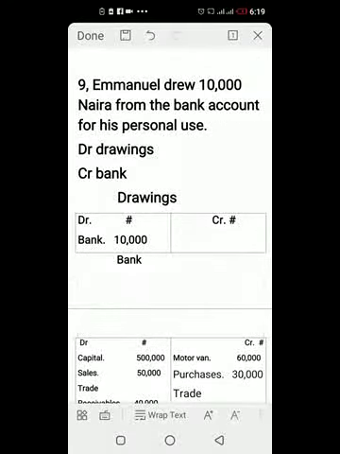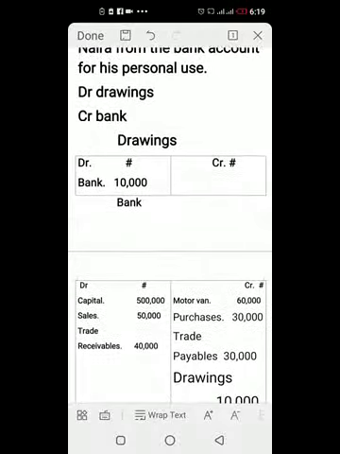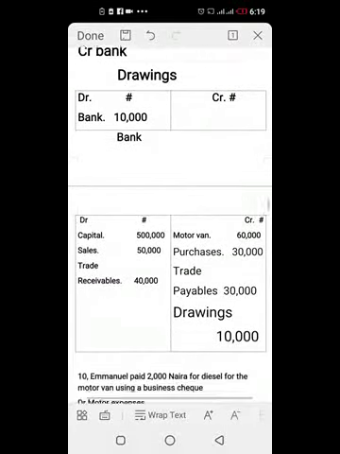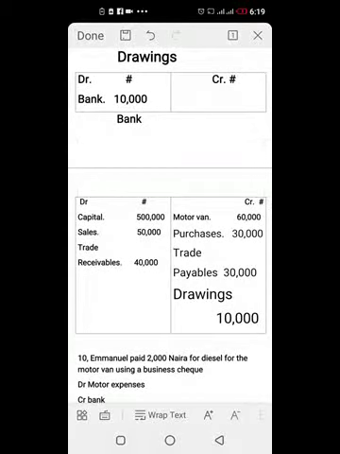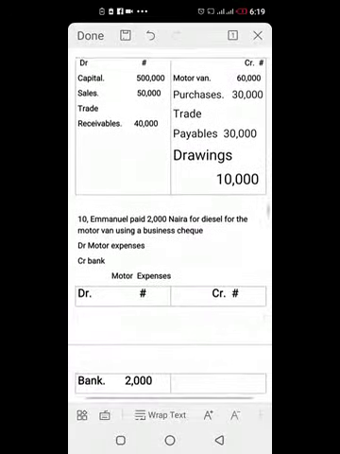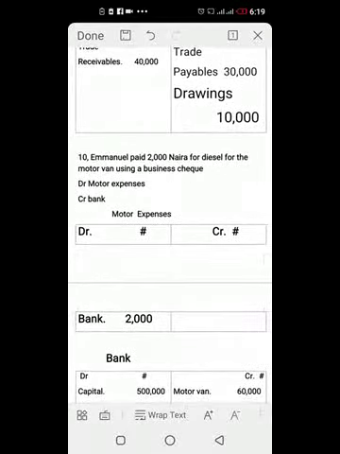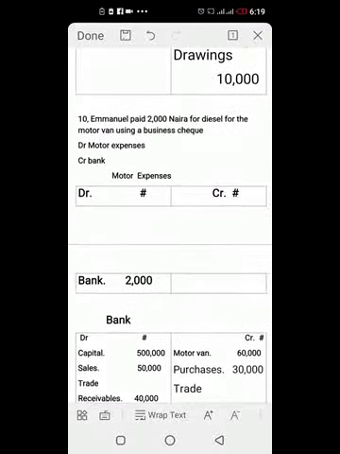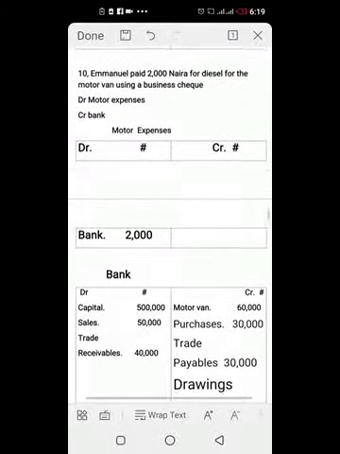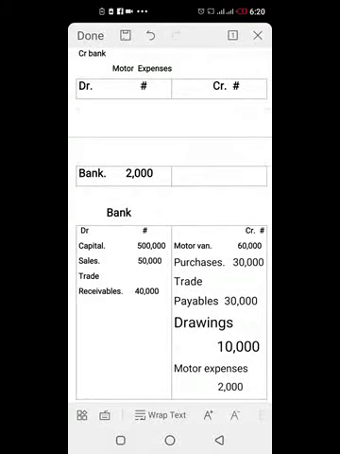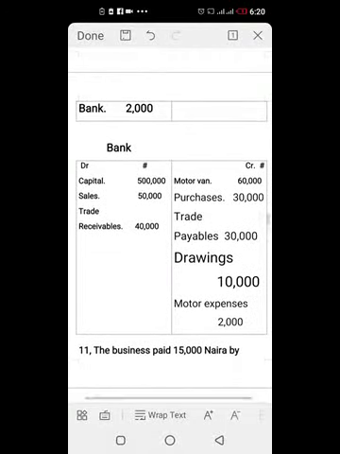Emmanuel drew 10,000 naira from the bank for his personal use. That is drawings. You debit drawings 10,000 naira and then you credit bank 10,000 naira. Emmanuel paid 2,000 naira for diesel for the motor van using a business check. What does that mean? You debit motor expenses or motor van expenses, as you please, and then credit bank. So it's already here. See, our bank is getting full by the day.